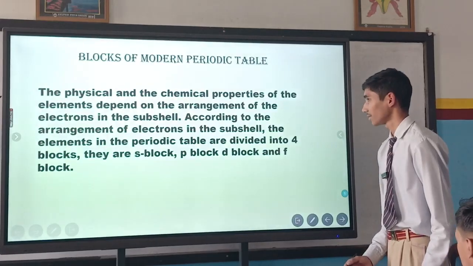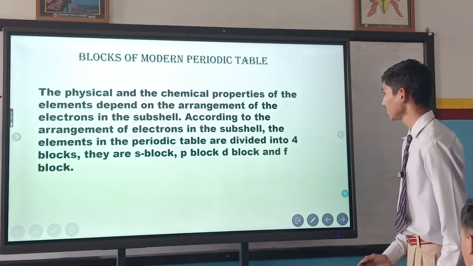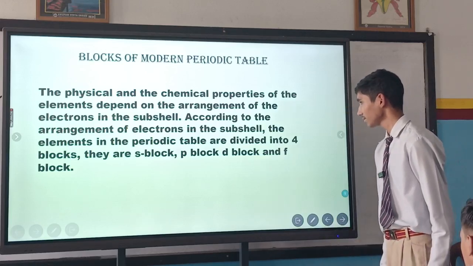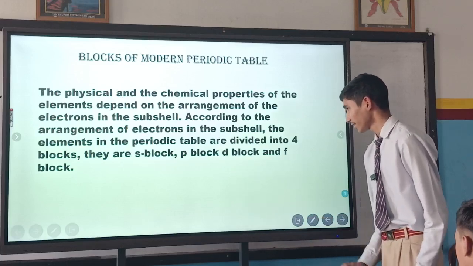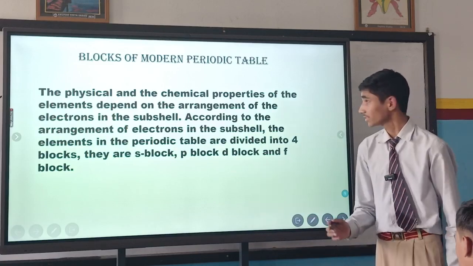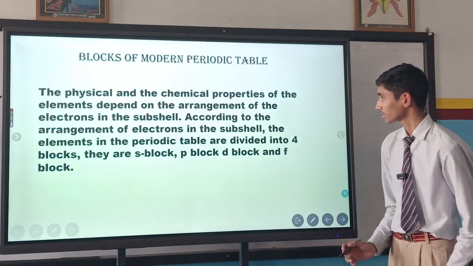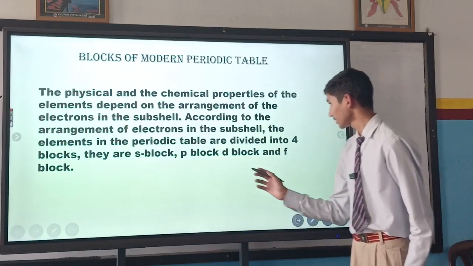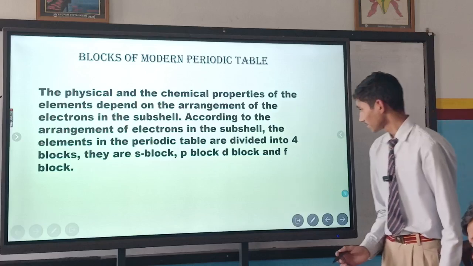Blocks of the modern periodic table. The physical and chemical properties of the elements depend on the arrangement of electrons in the subcell. According to the arrangement of electrons in the subcells, the elements in the periodic table are divided into 4 blocks. They are called S block, P block, D block, and F block. So the physical and chemical properties of elements depend on the arrangement of electrons, means how the electrons are arranged in its subcell, and according to this we can divide it into four blocks. They are S, P, D and F block.